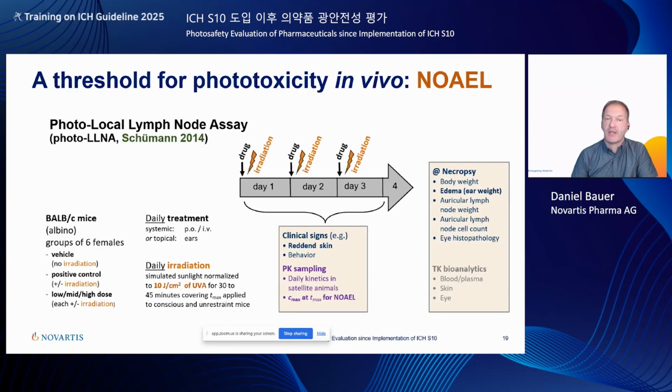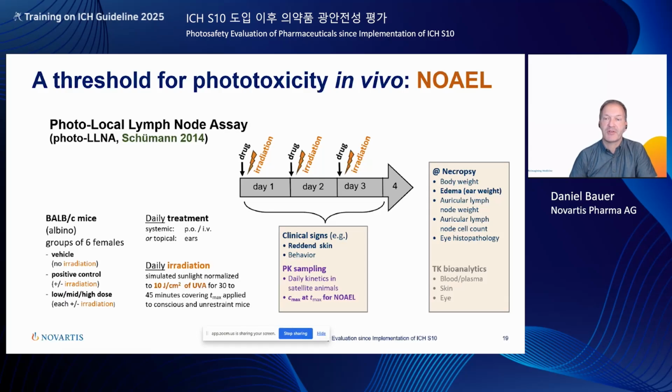So this is the photo local lymph node assay. It's not a contact allergy test anymore. This is important. So some of you may think local lymph node means contact allergy. No. The photo local lymph node assay for toxicity is a systemic test. You treat orally typically, but you use the endpoints from the local lymph node assay.